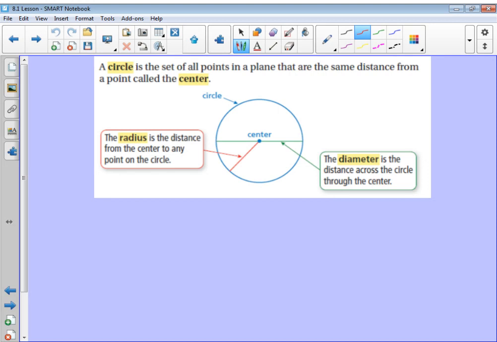Okay, a radius is the distance from the center to any point on the circle. So here's our radius from the middle to the outside, and we use that when we're finding area of a circle. And our diameter is our full distance across the circle from one edge to the other, cutting through the center of the circle. Okay, so that is our diameter. That is a chord that cuts from one side to the other. Cutting through the center is specifically a diameter. And we will be using that to find the circumference of a circle.